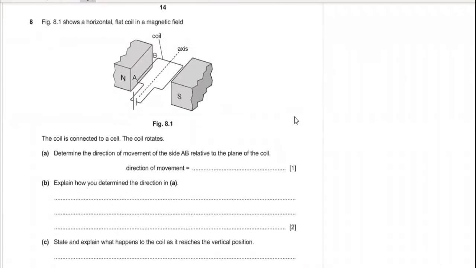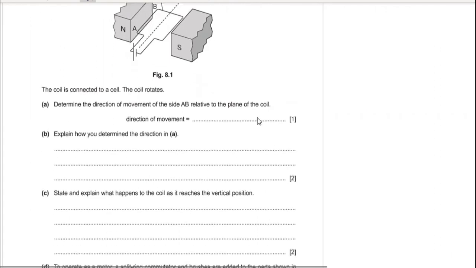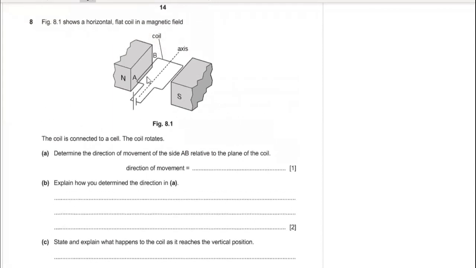Figure 8.1 shows a horizontal flat coil in a magnetic field. Okay, so this is a coil. If I look, this coil is connected to a cell, meaning this is about a motor. This is about the motor effect when there's a battery. The coil is connected to a cell. The coil rotates. Okay. Determine the direction of the movement of the side AB relative to the plane of the coil.